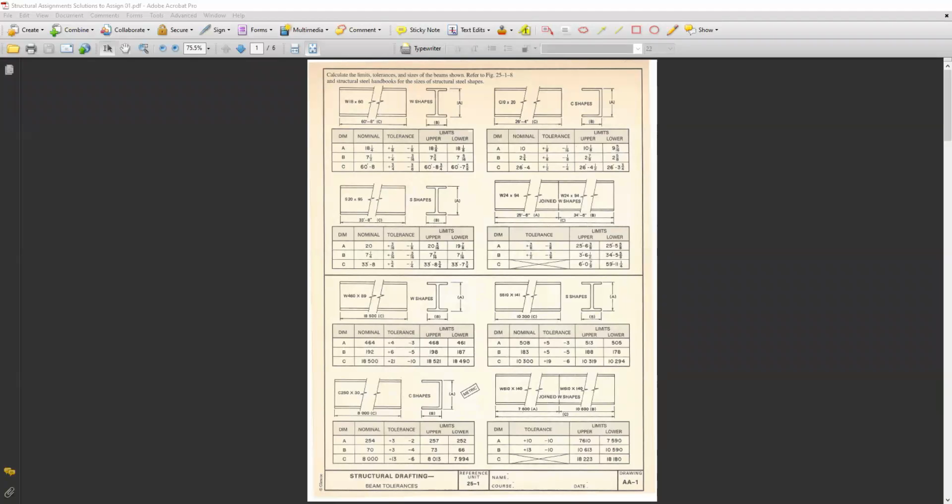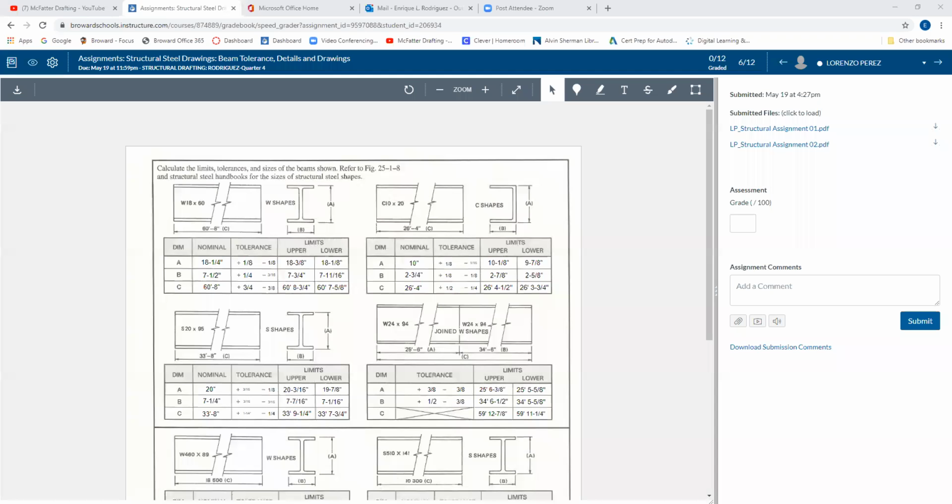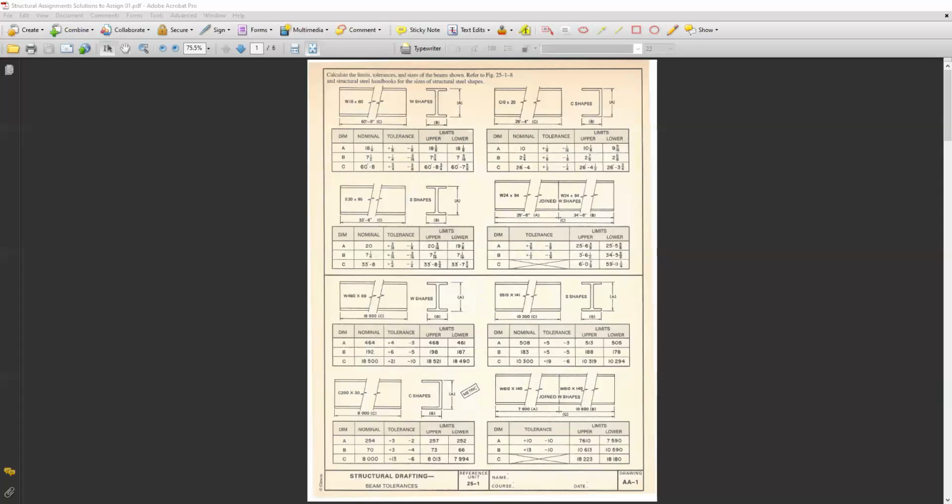Nope. No. All right. The other one in that first half, let me go back to that. Hold on 1 second. If you take a look at the last one where it shows two joined W shapes, the metric one? No. It's a W24 by 94.